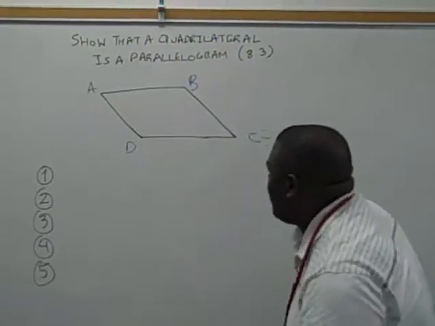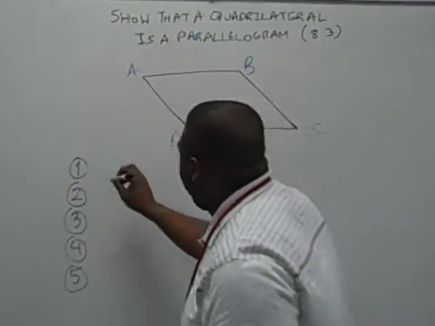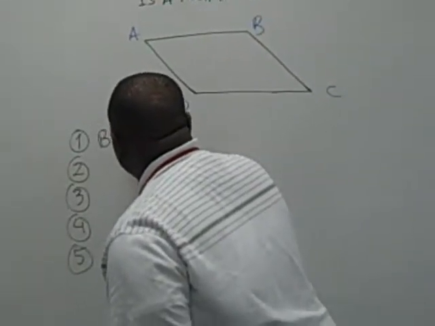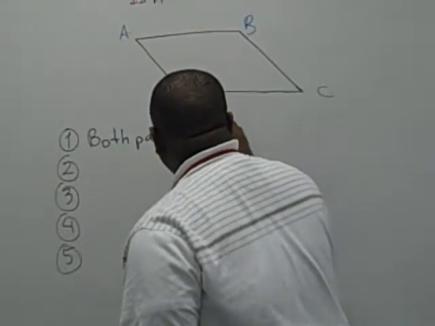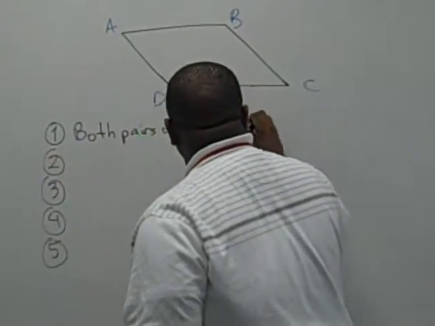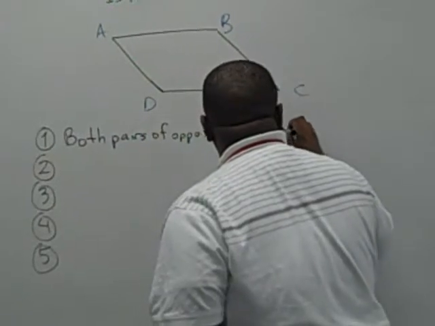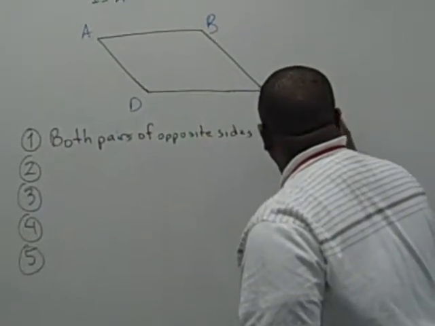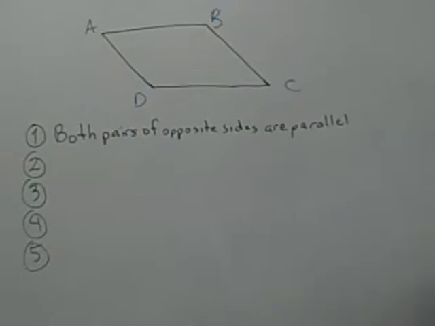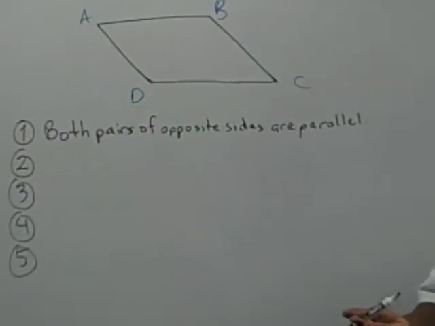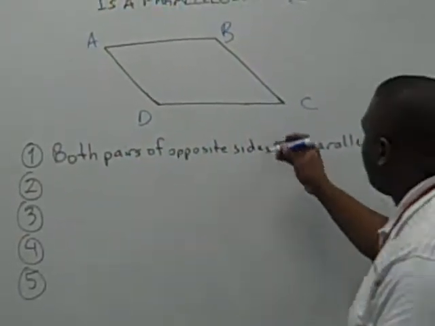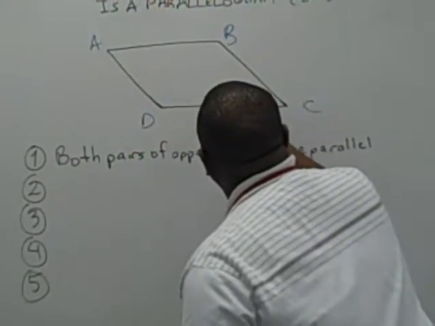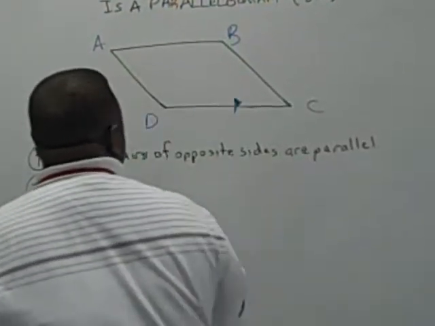So the first thing we learned is that both pairs of opposite sides are parallel. That's the first way. Now, do you remember how to show the symbol for parallel? Yes. We're going to use the little triangle, shading the triangle like this.